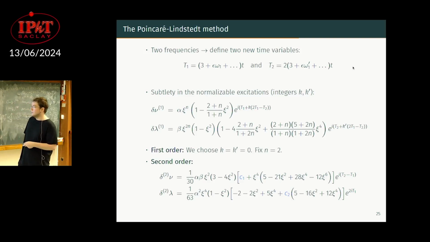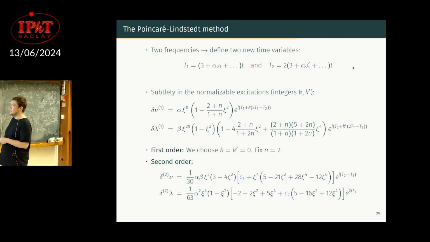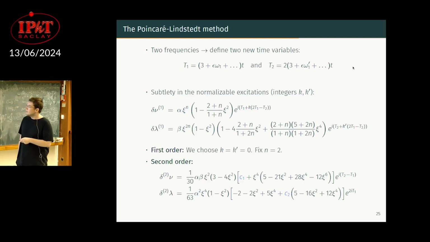So at first order, this is what it looks like. And you see that I have a term in exponential t2 minus t1, which corresponds to k equals -1. And so now I will introduce a constant that will allow for corrections of the amplitude. Same for lambda, at second order, I have this C2 here. And all the other fields work the same way.